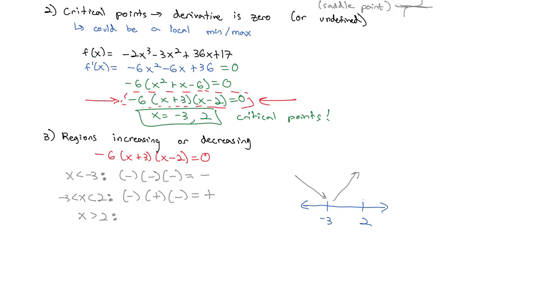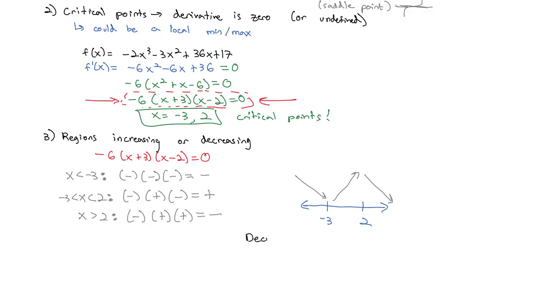Then if I pick a number bigger than 2, the negative 6 is always negative. A number bigger than 2 might be like 10. 10 plus 3 is a positive. And 10 minus 2 is also a positive, which means we have a negative times a positive, which is a negative, which means the graph is going down. It is decreasing there. We can summarize that in interval notation.